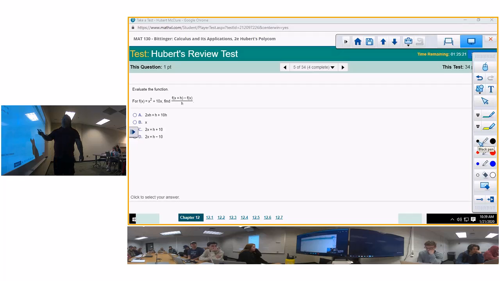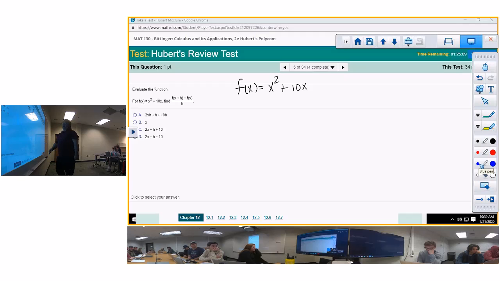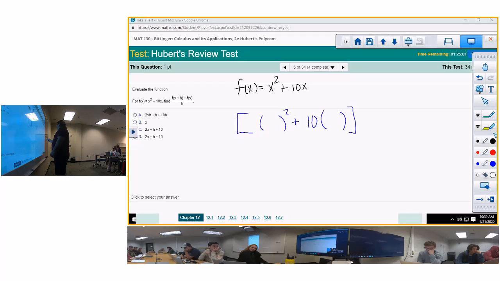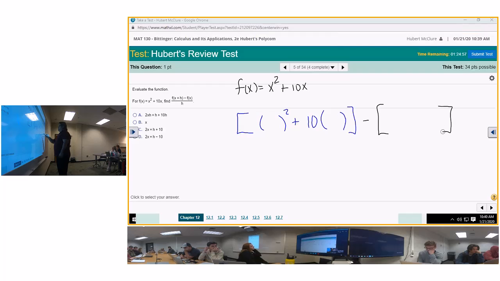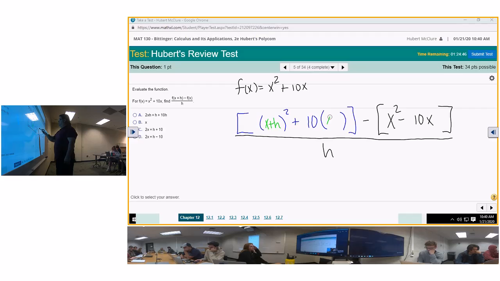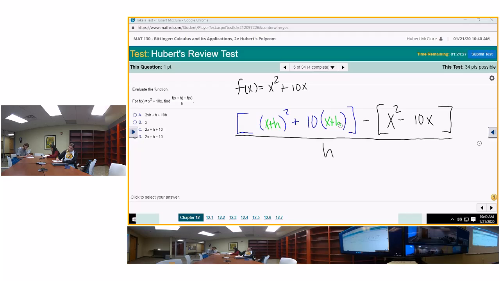f of x is equal to x squared plus 10x. Okay, go to it. Everybody should be working on that one. Shouldn't have any problem.